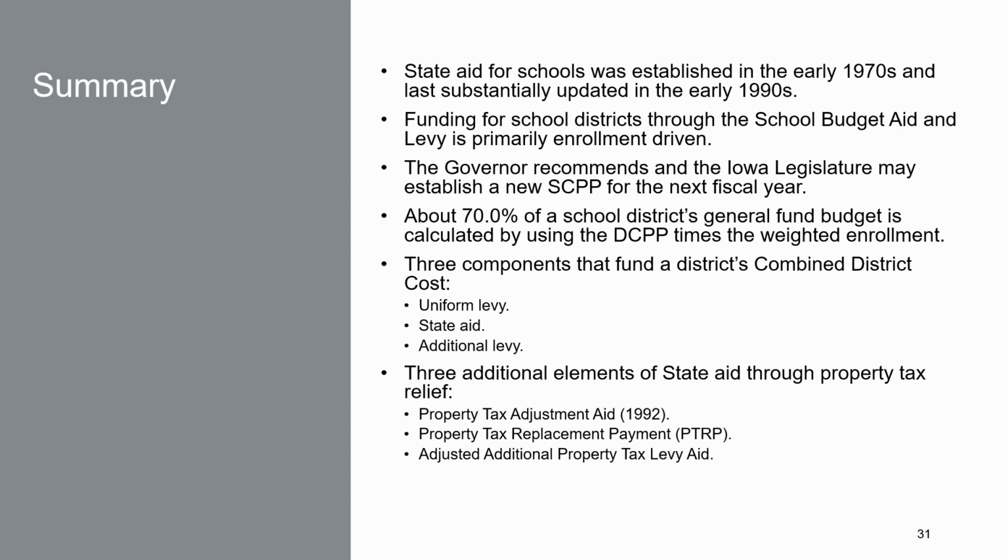Three components fund a district's combined district cost: uniform levy, state aid, and the additional levy. Three additional elements of state aid through property tax relief: property tax adjustment aid, property tax replacement payment, and adjusted additional property tax levy aid.